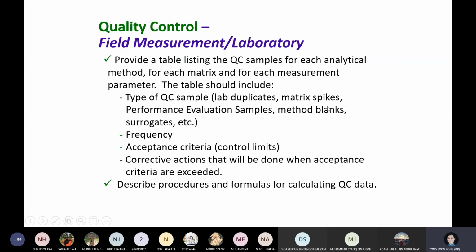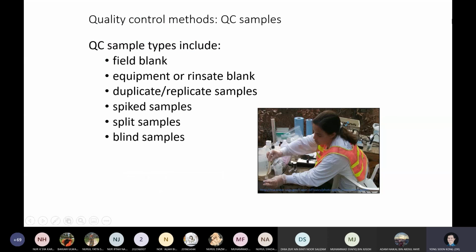You will have blanks, you will have duplicates, and you will have standards where you measure. So these are the similarities that you notice. Okay, now everything looks similar, so I think I'll jump straight to the examples of QC samples that you might want to remember first before you implement them in your sampling plan.